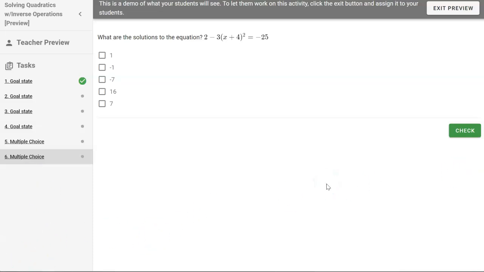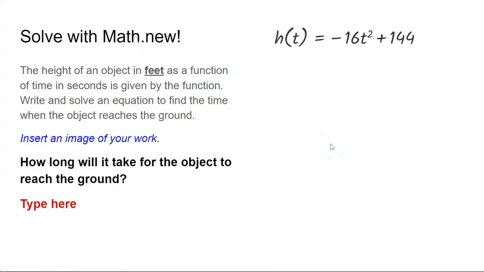We'll go back to the slides to finish this assignment. So on this one, they're going to solve with math.new. So the students will type an equation, but they will not type the h of t. They will put a equals 0 instead, and they will solve that equation. And when they get their answer, they will insert it on this slide and answer the question. How long will it take for the object to reach the ground?